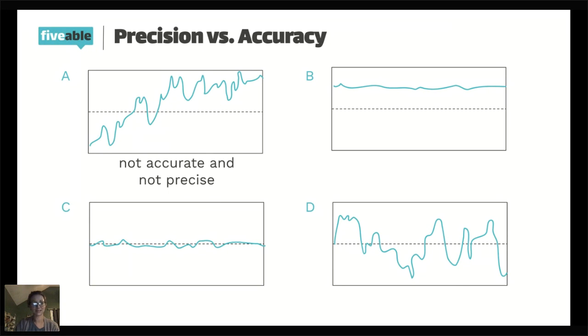Yeah, B is precise, but it's not accurate. So the data is very stable. It's not fluctuating very much at all, but it's not what we expect it to be. It's consistently higher than that line there in the middle. So precise, but not accurate. Okay, what about C?